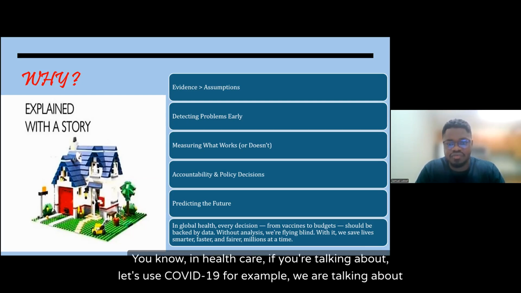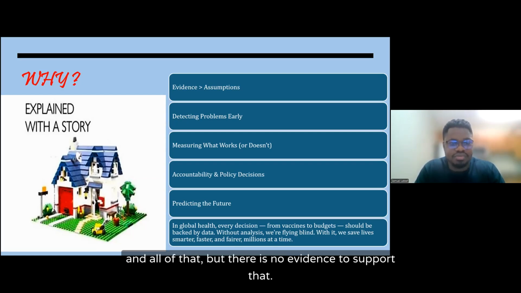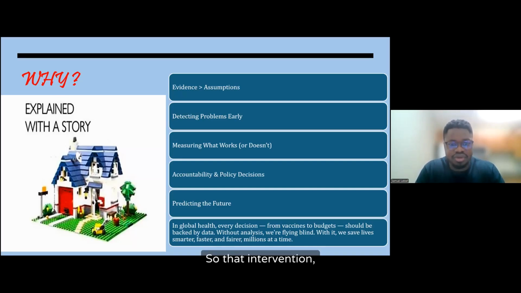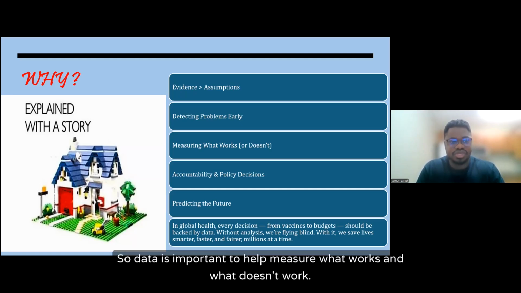In healthcare, let's use COVID-19 for example. During COVID-19, some were saying if you have your bath with salt water, it will prevent you from getting COVID-19 and all of that. But there is no evidence to support that. So that intervention does not work. So with data, we can say that that intervention doesn't work. So data is important to help measure what works and what doesn't work.